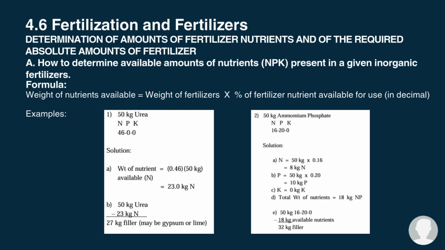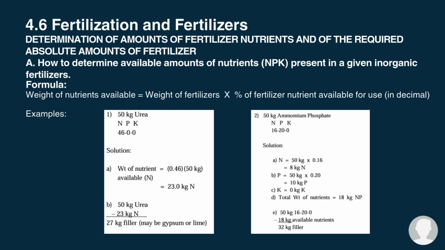Determination of amounts of fertilizer nutrients and of the required absolute amounts of fertilizer. First is how to determine available amounts of nutrients, the NPK, present in a given inorganic fertilizer. For that, the formula is: weight of nutrients available is equal to the weight of fertilizer multiplied by the percentage of fertilizer nutrient available for use in decimal.